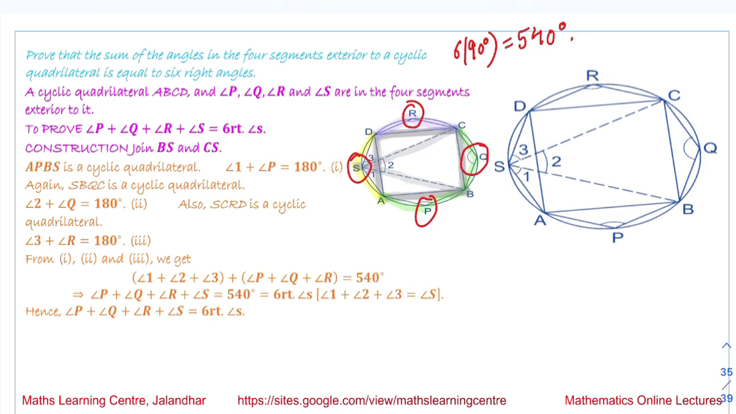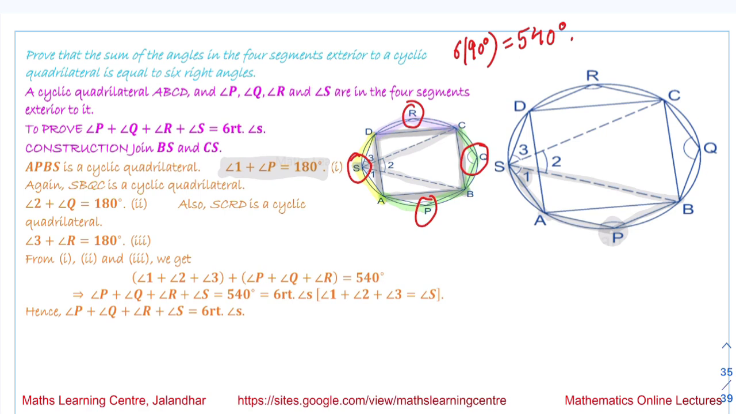Now look at the quadrilateral APBS. In this quadrilateral, if this angle is angle 1, and we take the opposite angle P over here, then the sum of angle 1 and angle P will be 180 degrees because it is a cyclic quadrilateral.